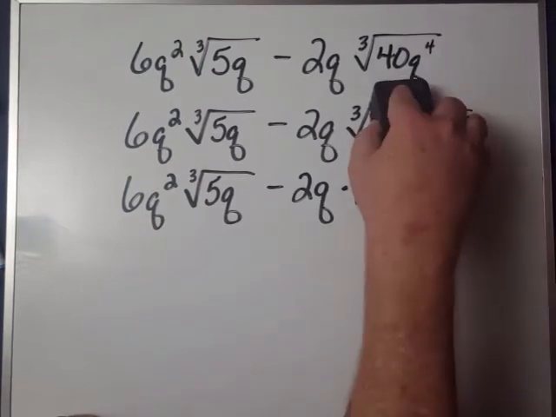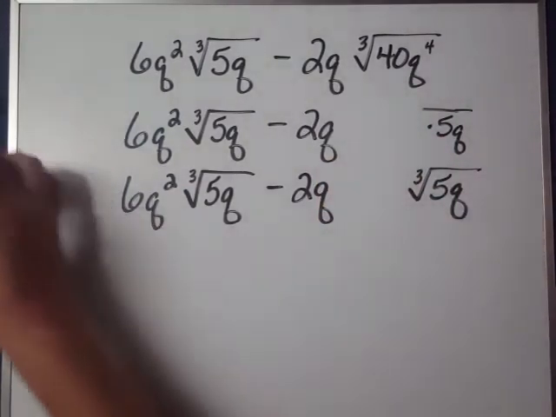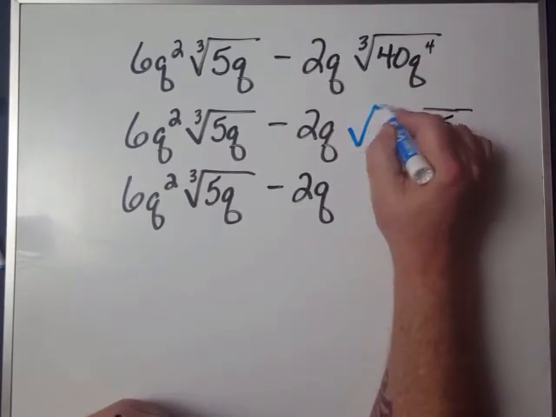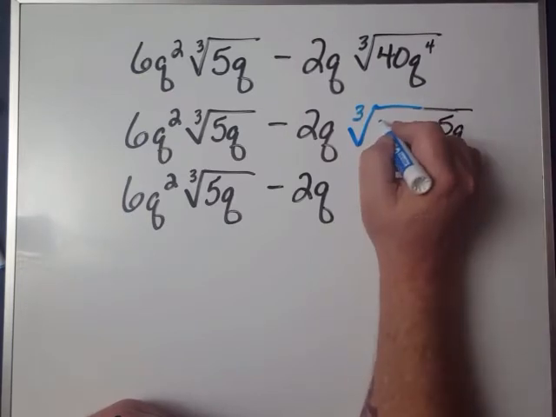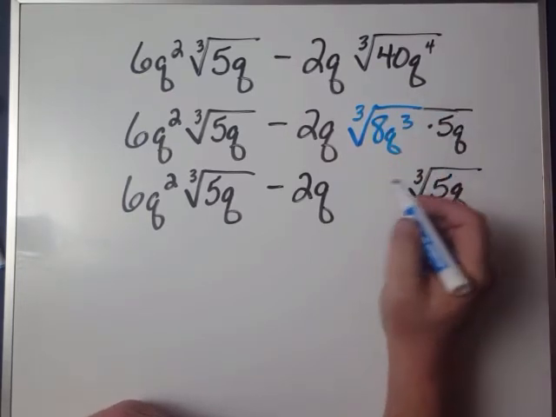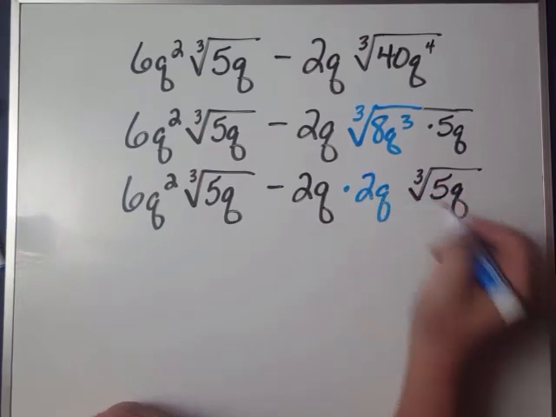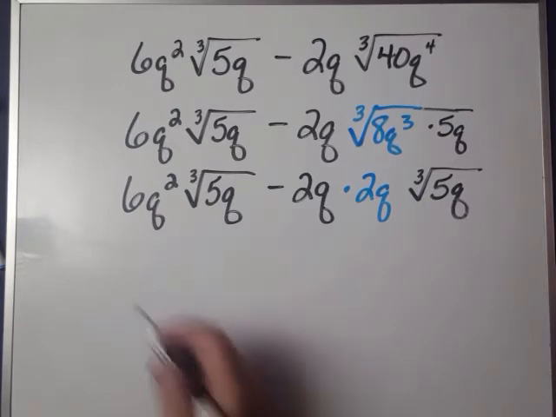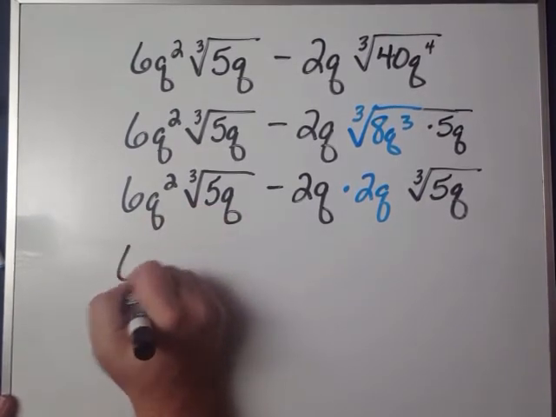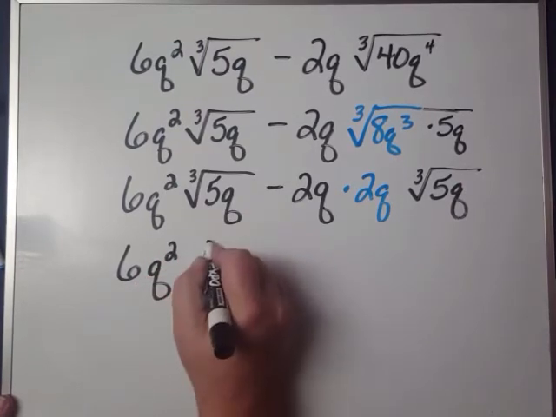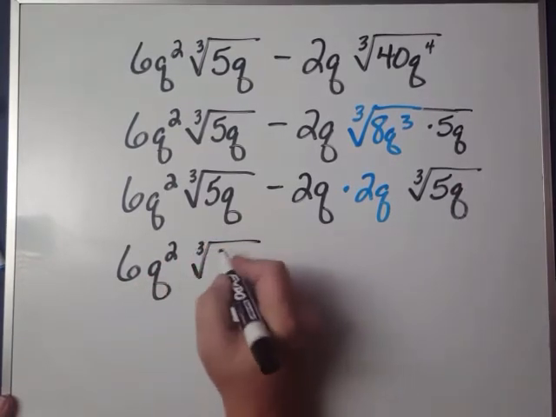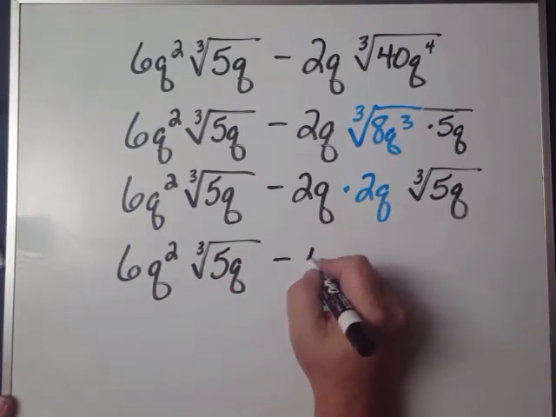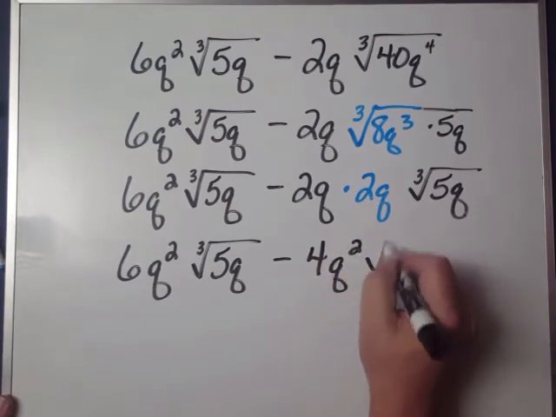You see, the only thing I did in that step was deal with this cube root of 8q cubed, which gave me this 2q. That's the only thing that happened in that step. All right, our first term is just tagging along. He's waiting to see what's going to happen. Two q times 2q is 4q squared.